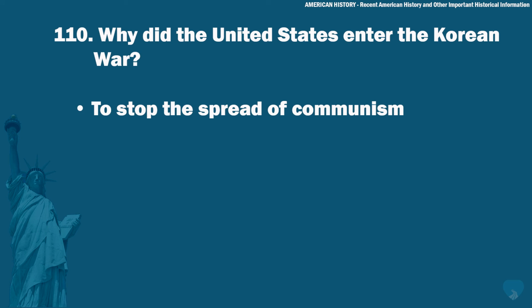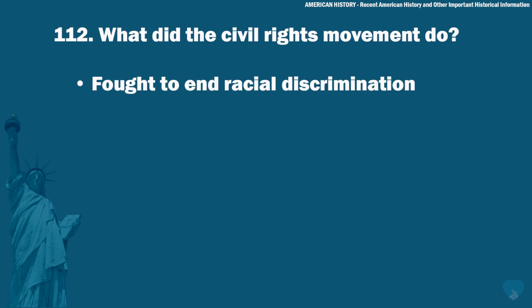Question 110. Why did the United States enter the Korean War? To stop the spread of communism. Question 111. Why did the United States enter the Vietnam War? To stop the spread of communism. Question 112. What did the Civil Rights Movement do? Fought to end racial discrimination.